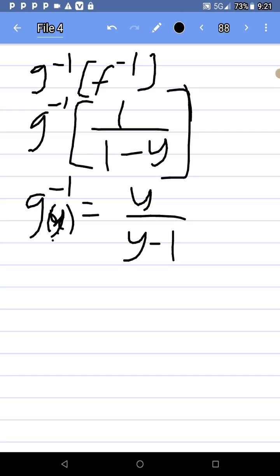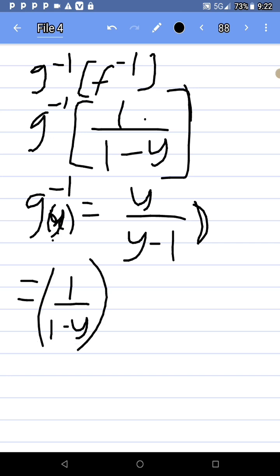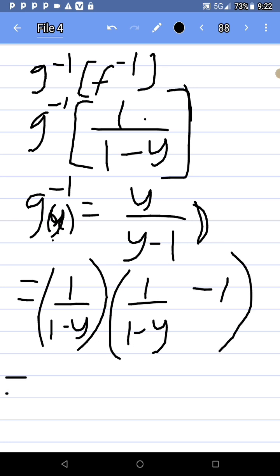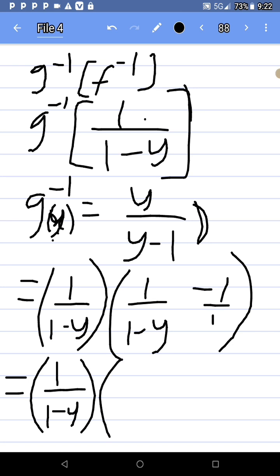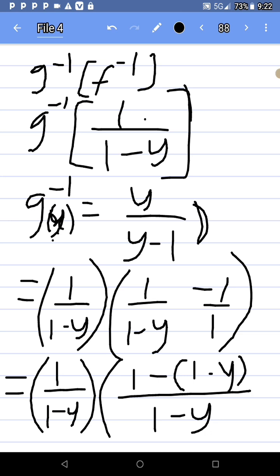Comparing this g inverse of something to this g inverse of something, if these two cancel out, then y must be equal to this. It means anywhere I see y in this function, I will have to put the whole of this there. So doing that, the numerator is simply 1 over 1 minus y. Now the denominator will be 1 over 1 minus y, then there's a minus 1 here. Simplifying that, make this over 1 minus y, the LCM. 1 minus y in 1 minus y is 1. That will be 1 minus, into brackets, 1 in 1 minus y is 1 minus y. Then open it, 1 minus y.